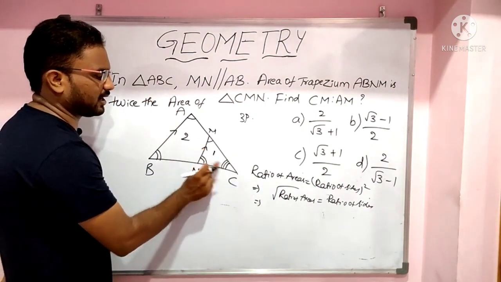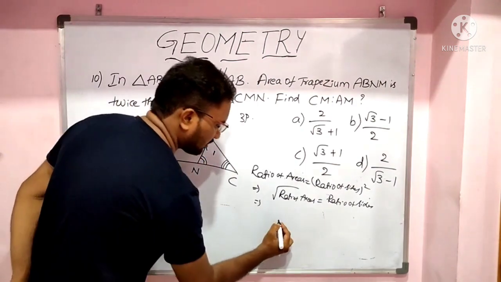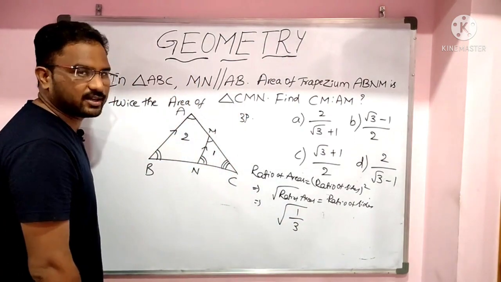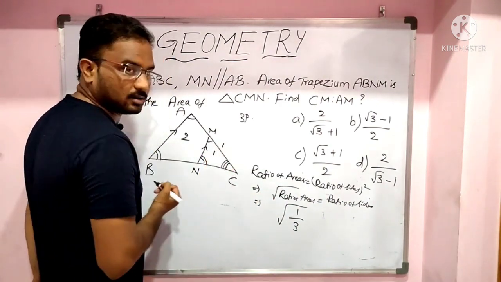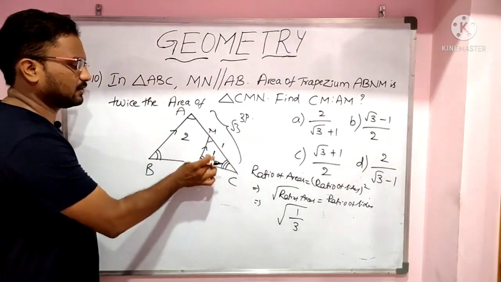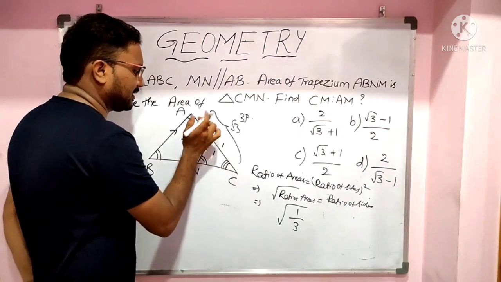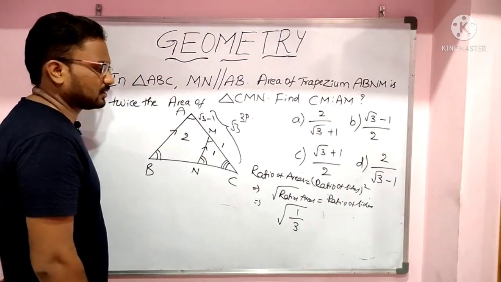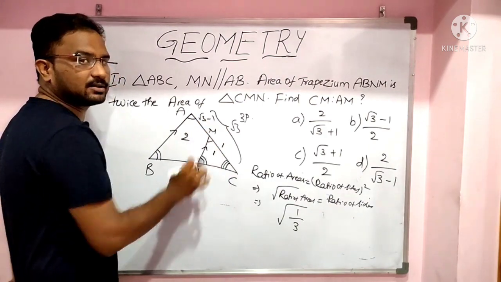If this triangle's area is 1, then the total triangle area is 3 parts. So root of 1 by 3, the sides ratio will be 1:√3. If this is 1, then the total will be √3. So if this is 1 and the total is √3, then this AM length will be √3 minus 1.